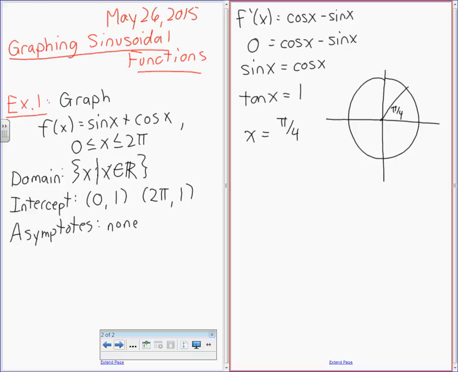Okay, the reason for that is, if you take a look, using a special triangle, we're going to have the same values here. What's the other angle that's equivalent to pi over 4? Stay with me here, please. What's the other angle that's also going to have a slope of 1?